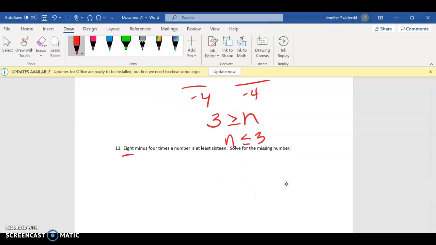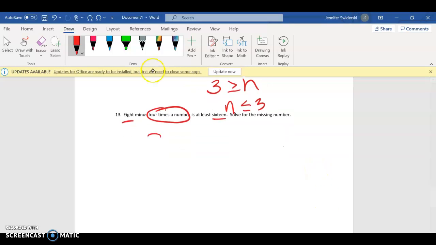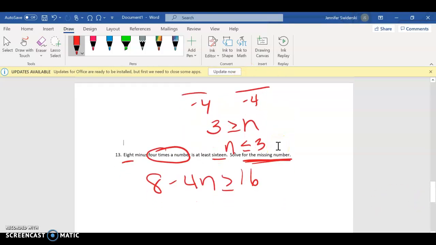It says 8 minus 4 times a number is at least 16. Solve for the missing number. Okay, 8 minus 4 times a number is at least 16, so it has to be greater than or equal to 16. I'm going to have you guys go and solve for the missing number, and we're going to talk about why these word problems work and why my solution would be 3 and whatever the answer down here is.